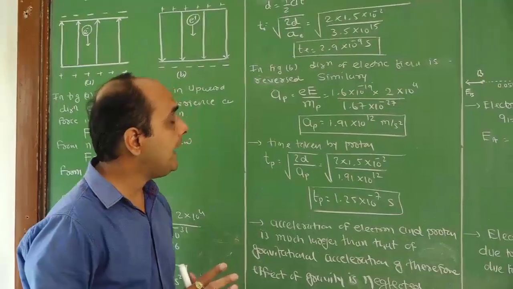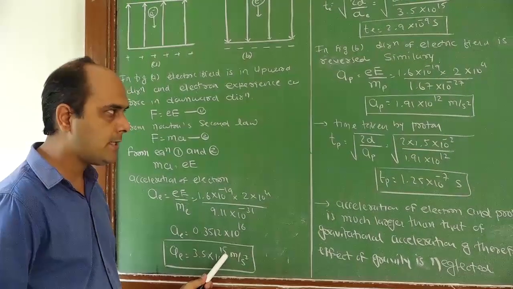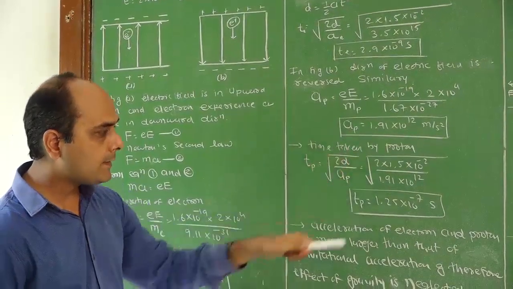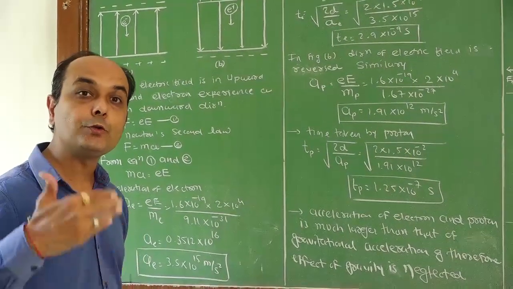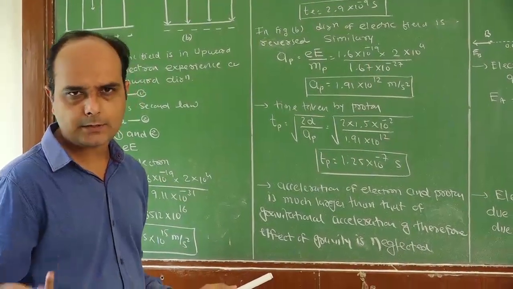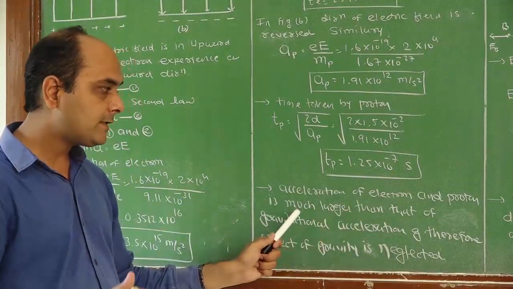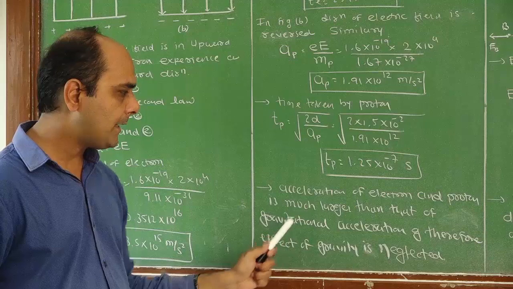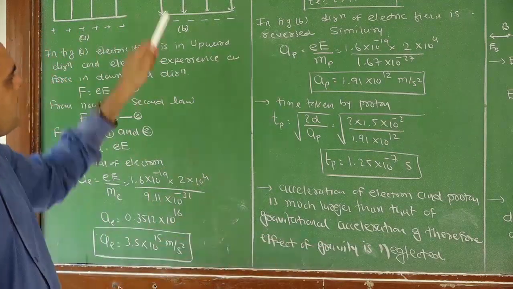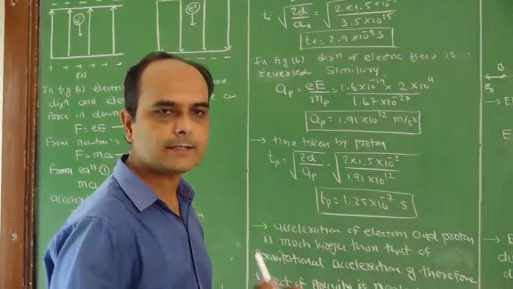So now observe the acceleration of the electron and proton. The acceleration of the electron is of the order of 10¹⁵. The acceleration of the proton is of the order of 10¹². Compare this acceleration with the acceleration due to gravity, that is 10 meter per second square. We know very well the acceleration of the electron and proton is much larger than the gravitational acceleration g. Therefore, the effect of gravity is neglected in this example.